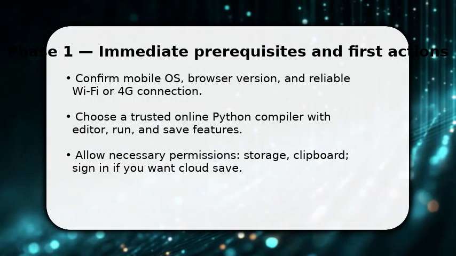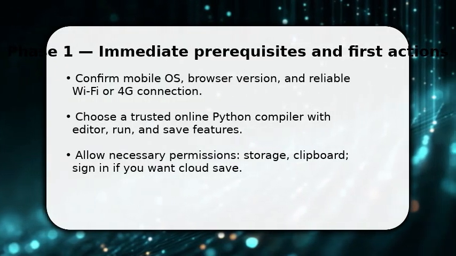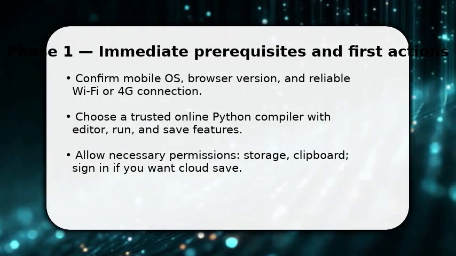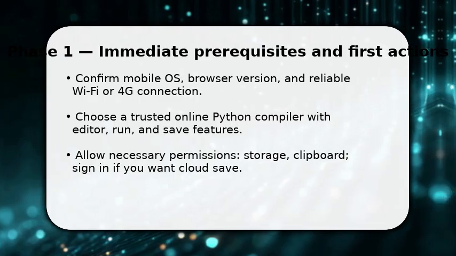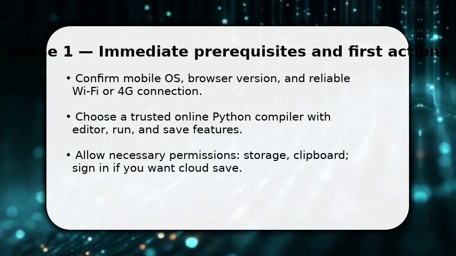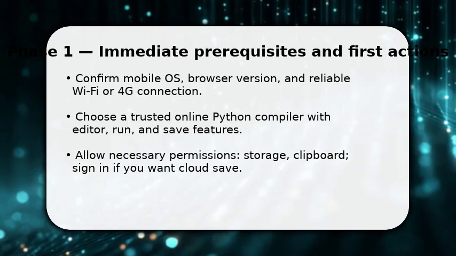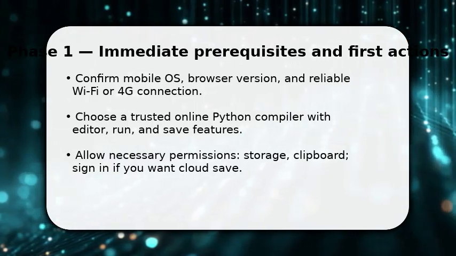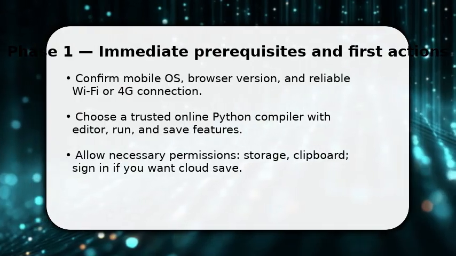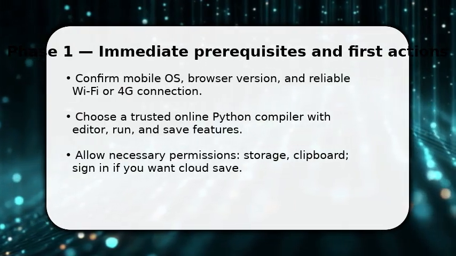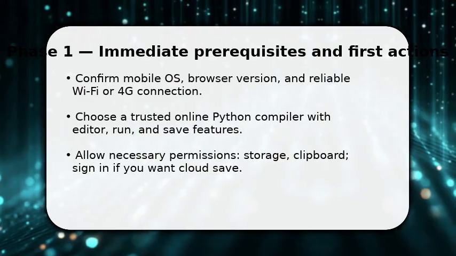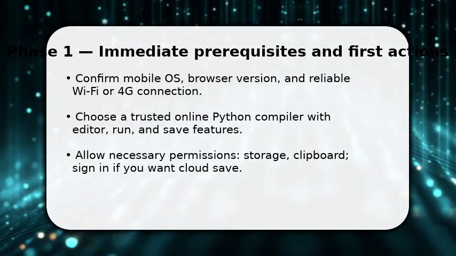You start by confirming essentials, your phone, browser, and network. Once done, open the chosen online Python compiler. I recommend a modern browser for stability. Tap the editor area to focus and paste or type a simple print("Hello, test"). Make sure to grant storage or clipboard permission when asked, because saving and copying code depends on it.